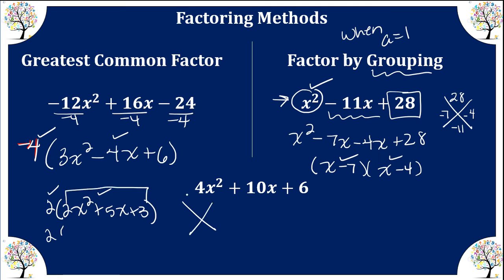2 times 3, A times C is 6, and our linear term is 5. So what two factors of 6 add up to give us 5? So that's going to be 3 times 2 is 6, and 3 plus 2 is 5. So that checks out. So we're going to rewrite our middle term. Instead of 5x, we're going to break that apart into 3x plus 2x, and then plus our 3.